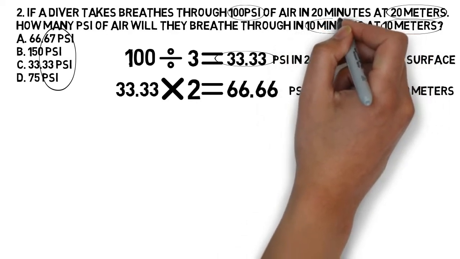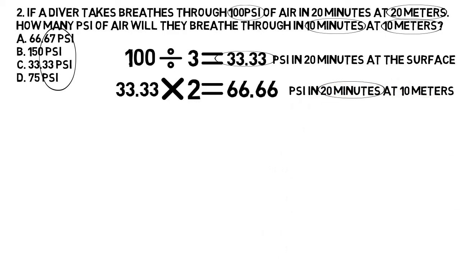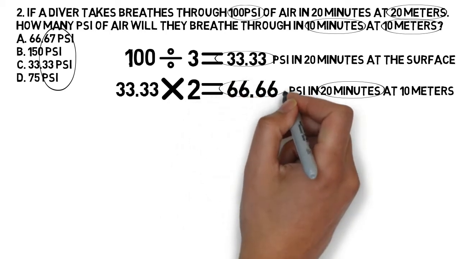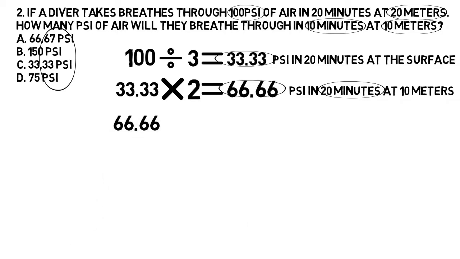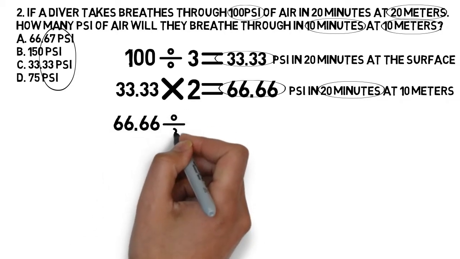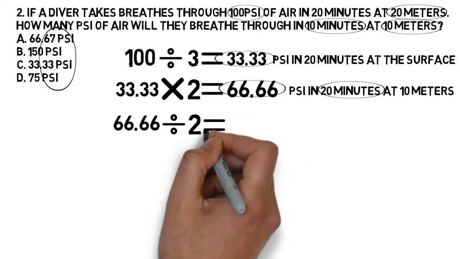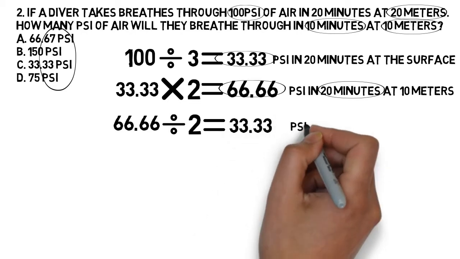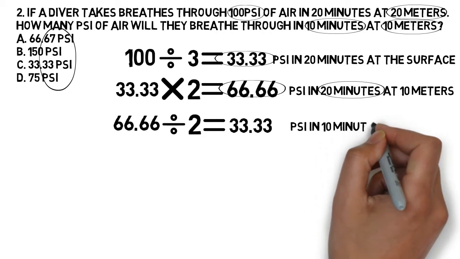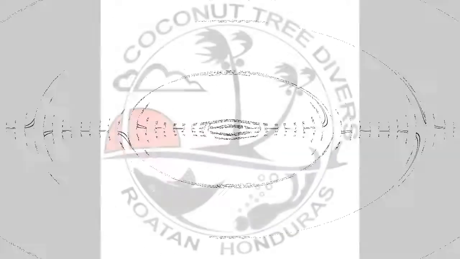And the question is asking us how many PSI of air will we breathe through in 10 minutes at 10 meters. So I need to take my 20 minutes and I need to half it. I need to take my 66.66 PSI and divide it by 2 to work out how many PSI I will breathe through in half the time, in 10 minutes as opposed to 20 minutes, at 10 meters as opposed to 20 meters. All 3 solutions give us the same answer. They're all equally valid. It's just whichever one makes the most sense.